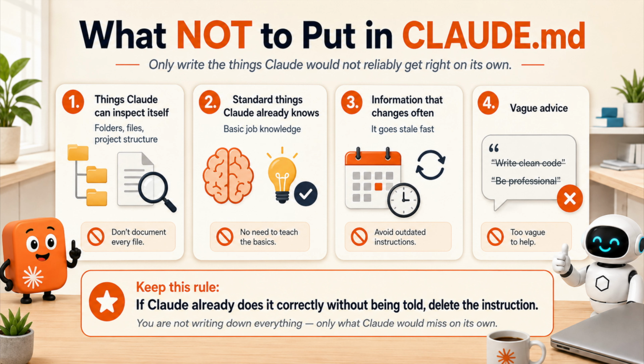For example, "write clean code" or "be professional." Those instructions are too vague to be useful. If Claude already does it correctly without being told, delete the instruction. You're not writing a manual for everything. You're writing down the things Claude would not reliably get on its own.